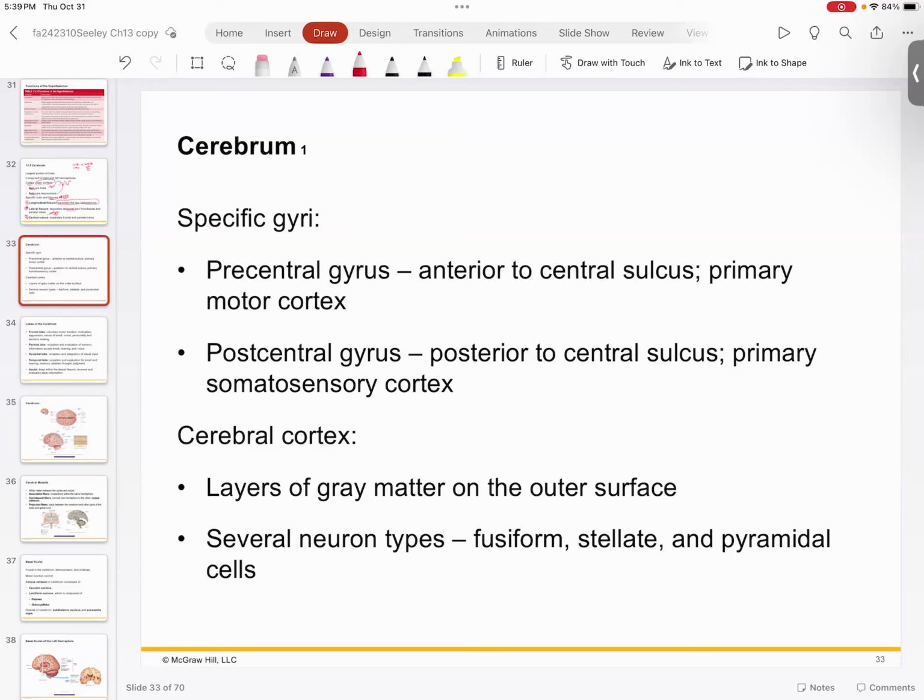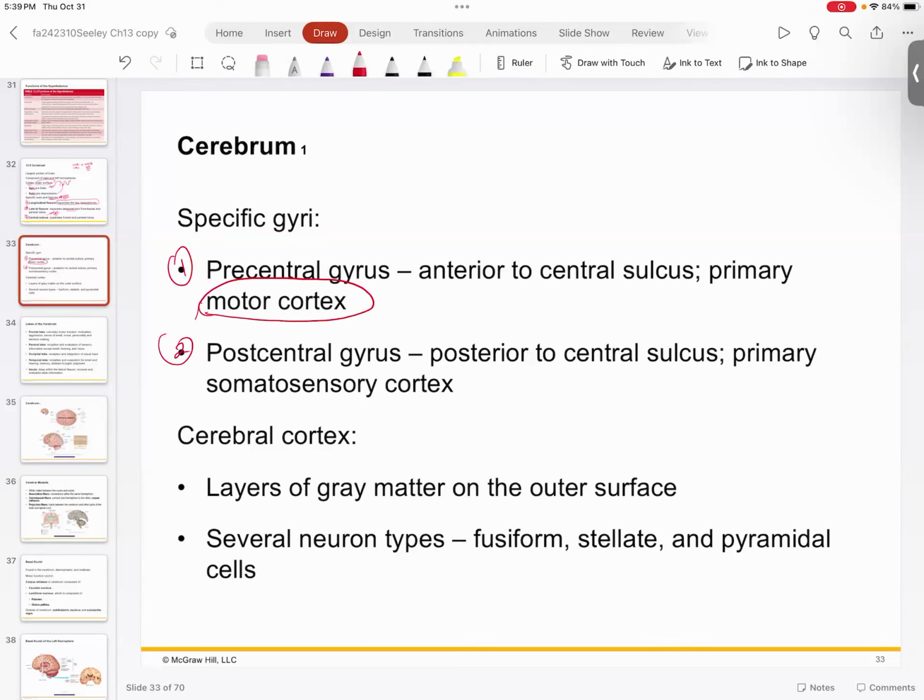But what about the gyri? Are there specific gyri that can give us a landmark? And the answer is yes. Around the central sulcus, you'll see a couple of gyri. One is called the precentral gyrus. That basically means it's in front of the central sulcus, so it's anterior. And this is going to be your primary motor cortex, so it's in control of motor functions.